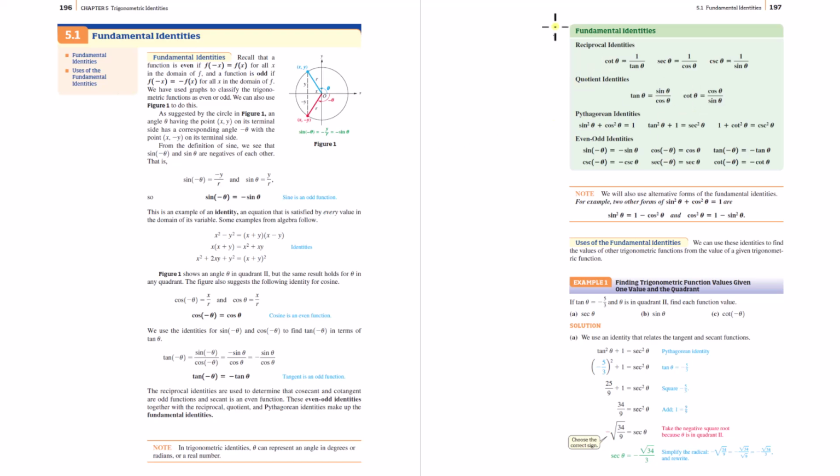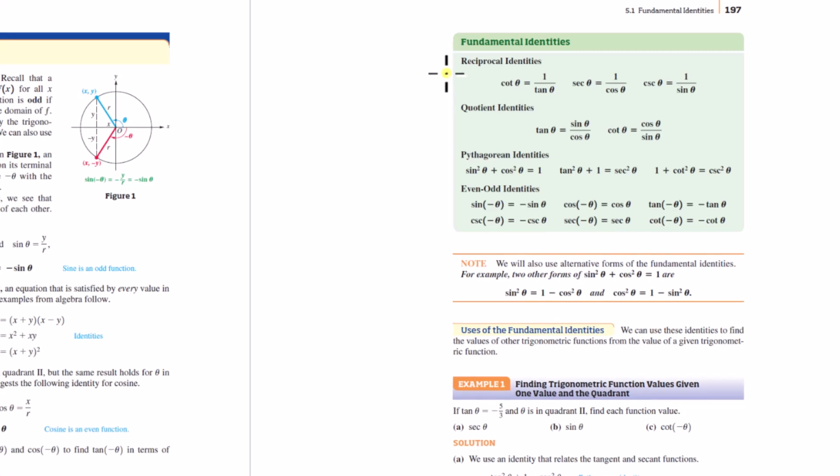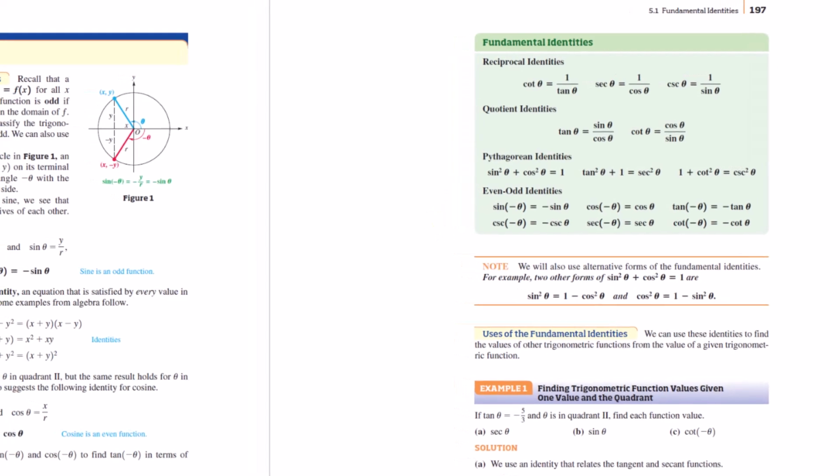Okay, so here are the fundamental identities. And so included with these are the reciprocal identities, the quotient identities, and the Pythagorean identities, which if you want to go look at where these come from, go back to the videos at the beginning of the playlist. But also included are the even-odd identities, and we haven't talked about those officially yet, and that's what we're going to talk about here.